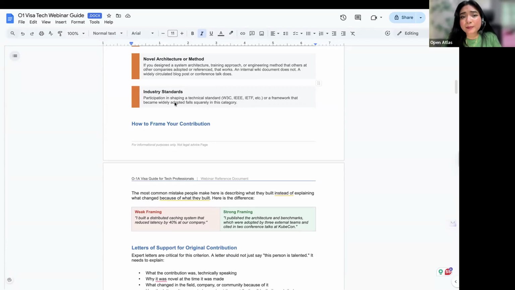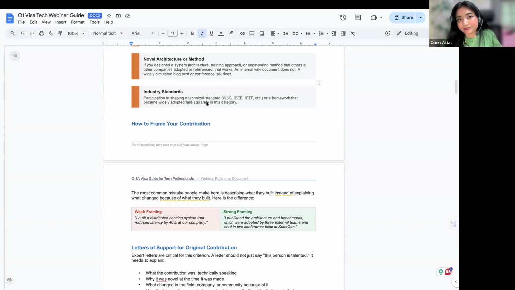Industry standards, participation in shaping a technical standard, IEEE, IETF, W3C, or a framework that became widely adopted, fall squarely in this category. A lot of my clients became senior members of IEEE, and then slowly they started participating in IEEE conferences, their peer review process, and a lot of things inside IEEE. Later, at a stage, when they realize this, they become an integral part of IEEE. I'm specifically talking about IEEE because I have a lot of examples on IEEE.